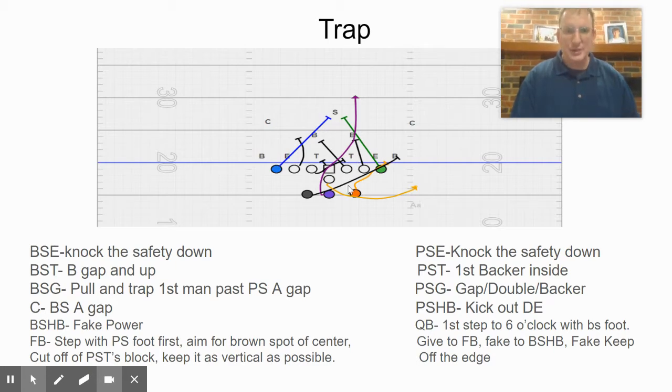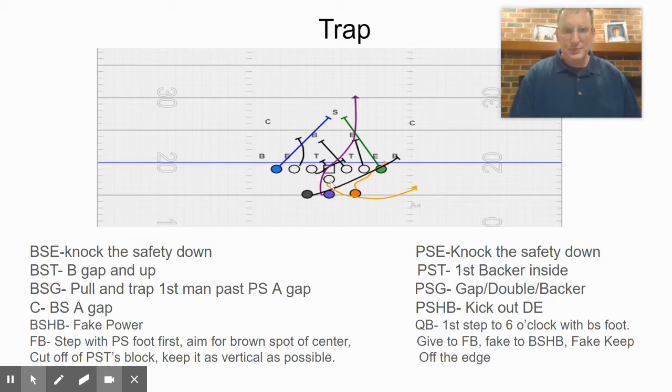So backfield action. Again, this is like a typical Michigan power T backfield action. I'm not reinventing the wheel here, but our halfback's going to take a step up and out, kick out, just like you would on power. Our backside halfback's going to fake power.